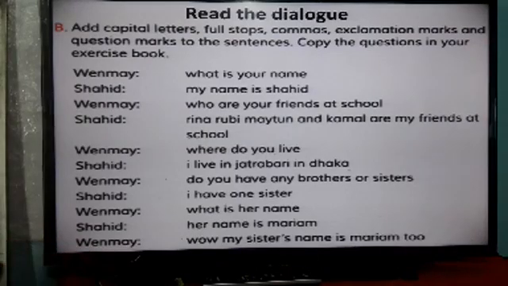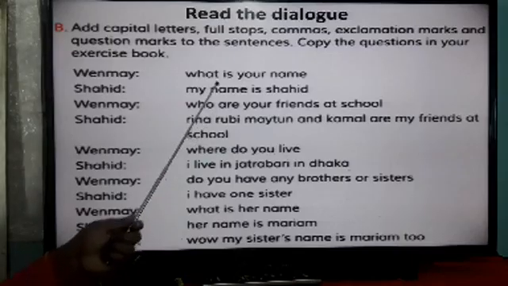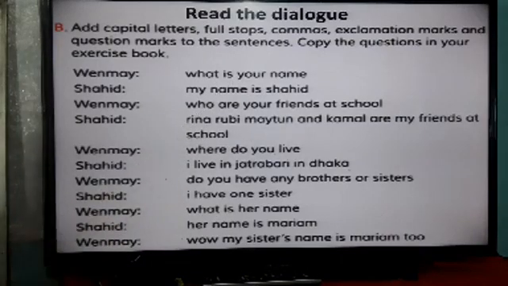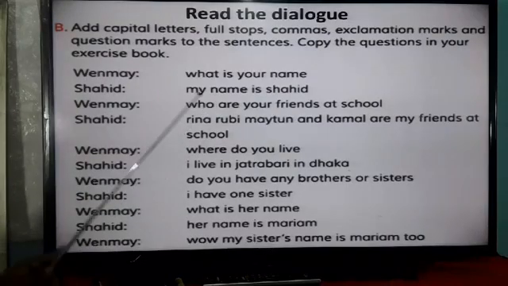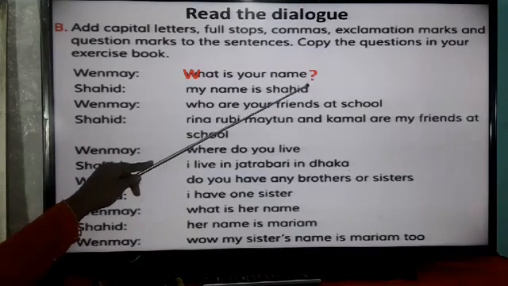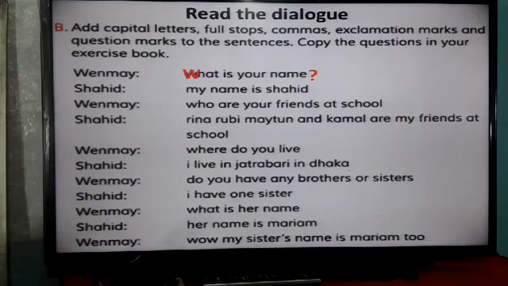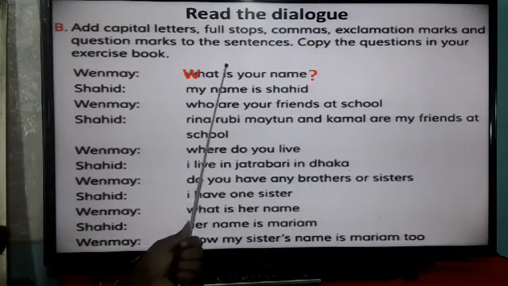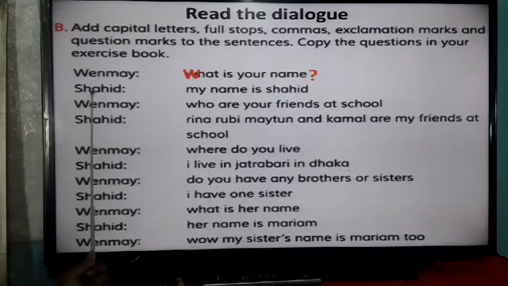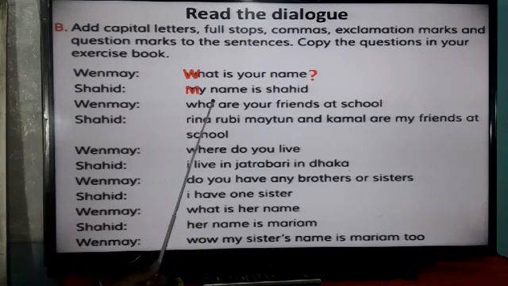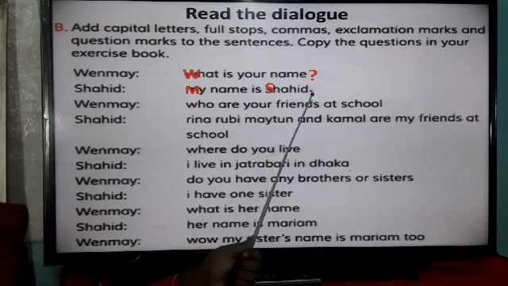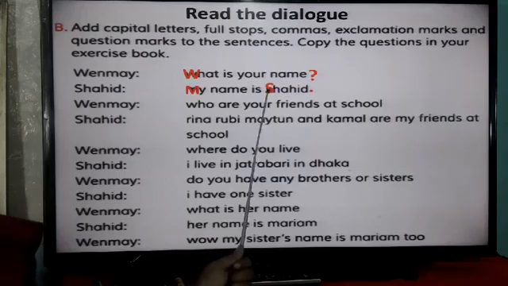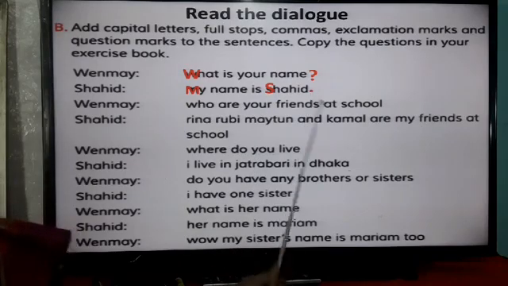So dear learners, now we have to use the capital letter and the punctuation marks in the dialogue. So first one, what is your name is a sentence. We have to use a question mark. What is your name? Tomar naam ki? Oima says to ষয়II, what is your name? Then ষয়II says, my name is ষয়II. Amar naam ষয়II. We use capital M, capital S and a full stop.